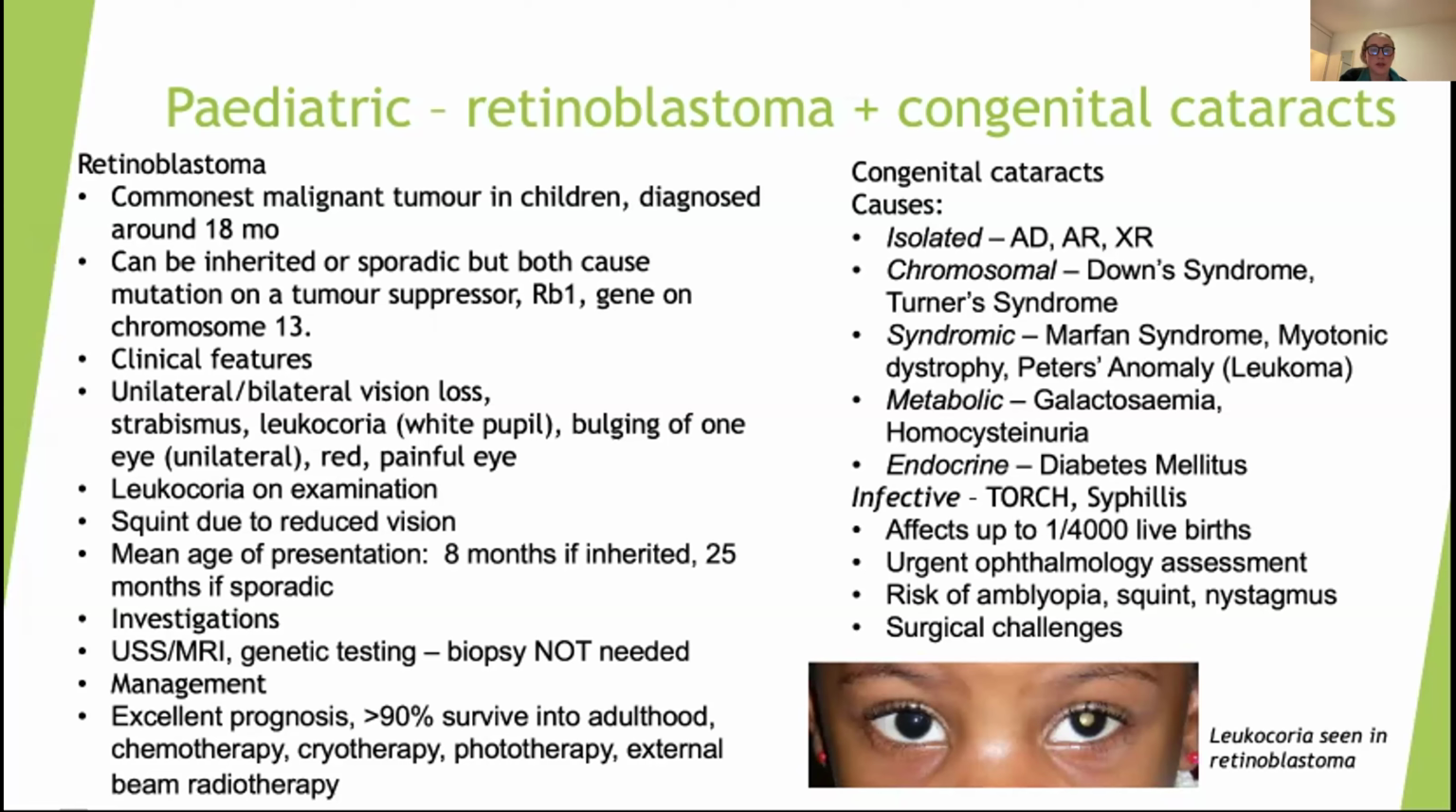Sometimes they can also present with a squint, maybe if they've got reduced vision, but the mean age of presentation is 8 months to 25 months. So because they're really young, the main thing you're going to notice on examination is the leukocoria. In terms of investigations, you want to do an ultrasound or an MRI. Don't necessarily need a biopsy. But usually there's surgery, chemotherapy, phototherapy and external beam radiotherapy, but overall has a really good prognosis.